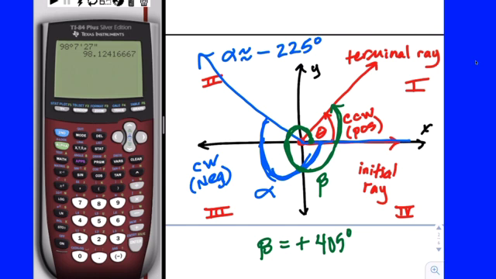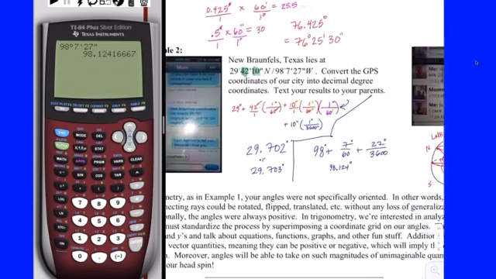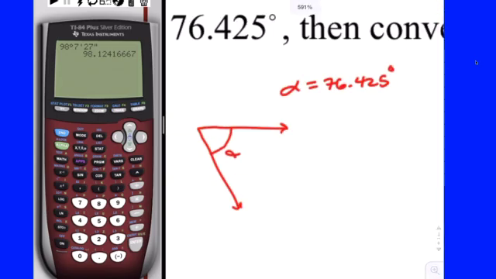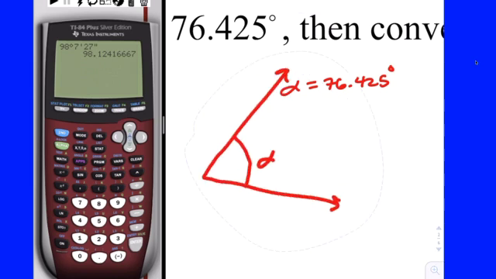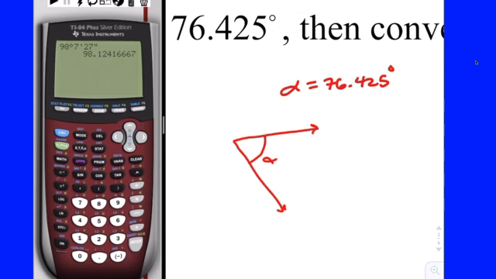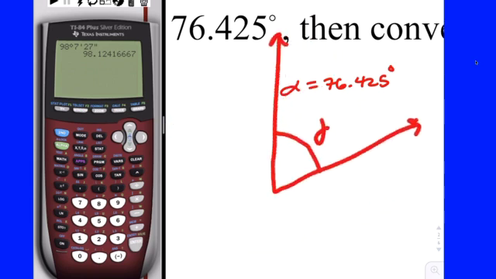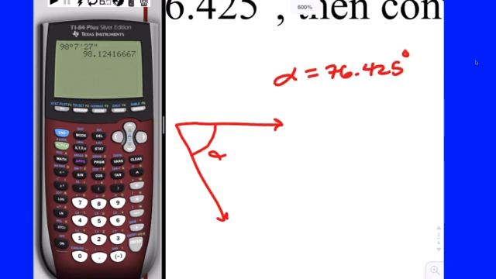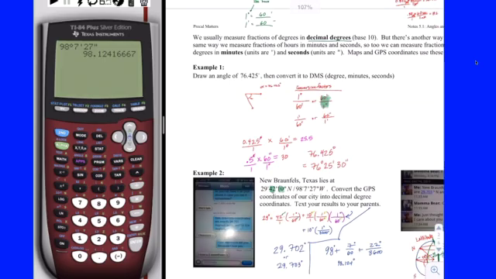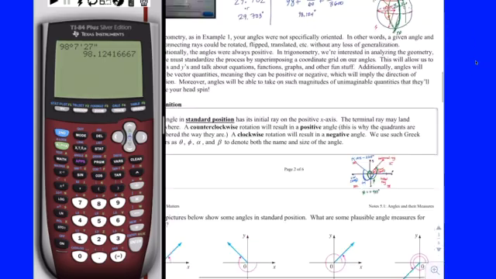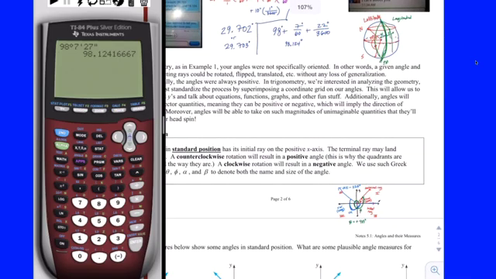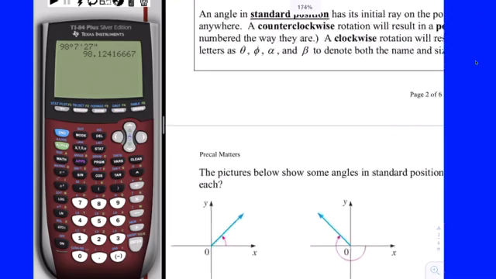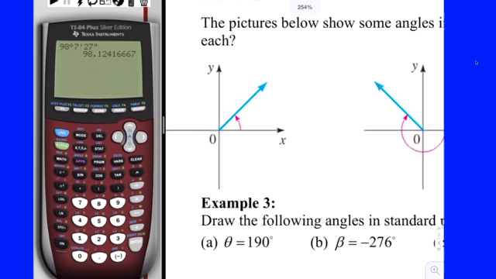Okay? Everyone okay with that? So now this is in standard position. No longer are we just going to draw angles like we did on example 1, where it could be anywhere, right? As long as you know the rotational measure between the rays is the same, it's the same angle. That's not the case anymore. Okay, a degree of 76.425 would terminate in quadrant 1.